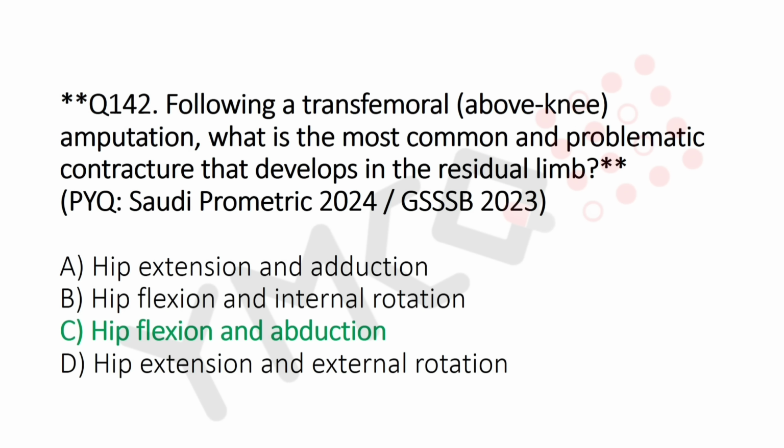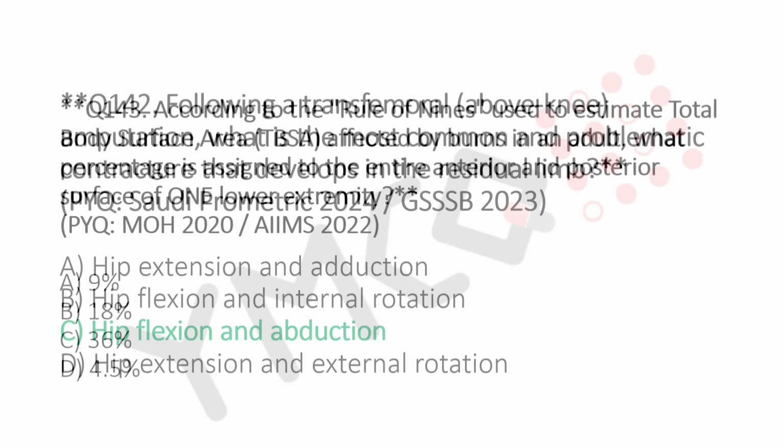When the leg is cut above the knee, you lose the heavy weight of the leg and the pull of the adductors. The strong hip flexors and abductors take over, pulling the stump up and outward. That's flexion and abduction. Okay. Now let's move to question number 143.